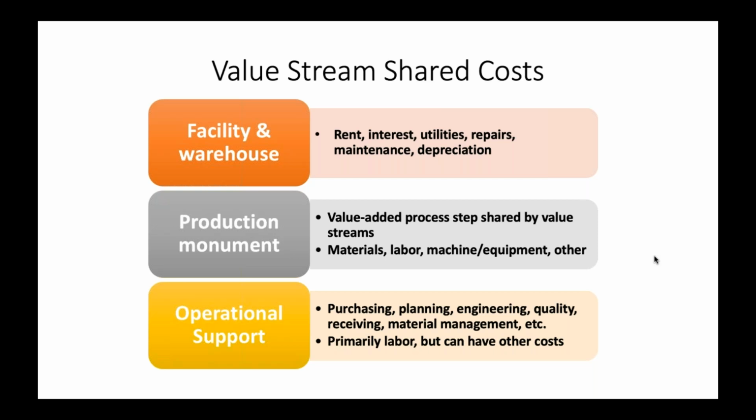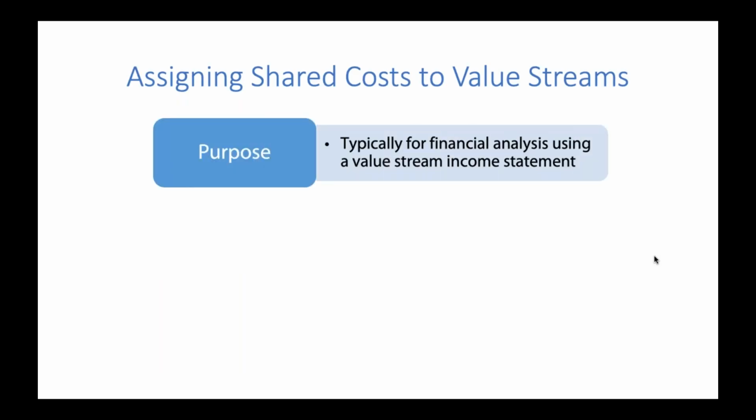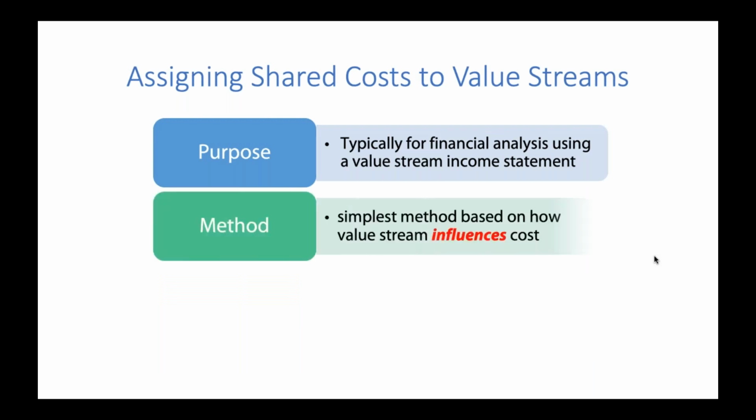So the real question is, how do we create a simple system to assign these costs? That's really what we want to do. And we want to do it because we want to understand value stream profitability. So let's look at how we can do this. We want to assign costs to understand value stream profitability. You want to use the simplest method possible, based on if you can identify how the value stream influences the cost. This may or may not be possible depending on what cost you're talking about. I'll give you some examples in a minute.